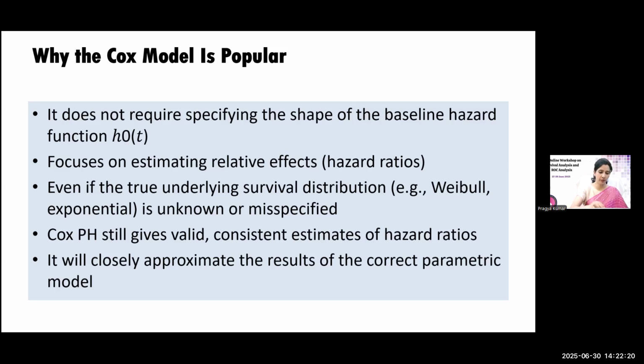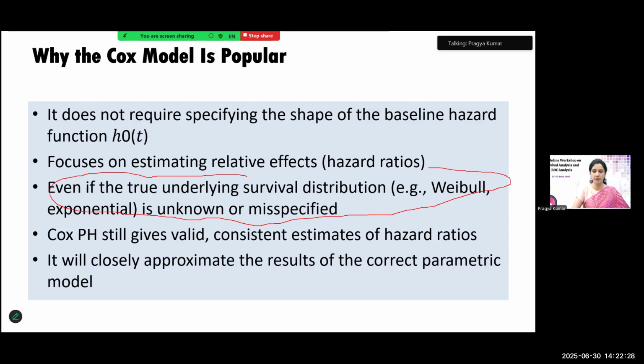And one very important point, which they have tested, you can read in Kleinbaum, the third chapter. They are saying that even if a particular model fits the parametric method, and you apply this Cox, the values will be very similar and consistent, nearly as your parametric. I have taken this line exactly from Kleinbaum, that it will closely approximate the result of the correct parametric model.